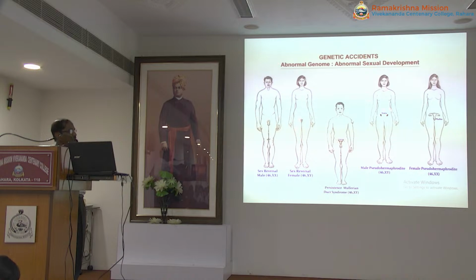This is male pseudohermaphrodite. Karyotype is XY. External genitalia is female. They go to the gynae department as a female, not attaining menarche. When we do the karyotype, we can find that it is an XY karyotype. It is a hormonal problem.